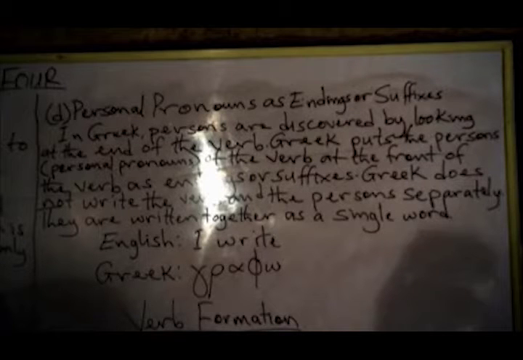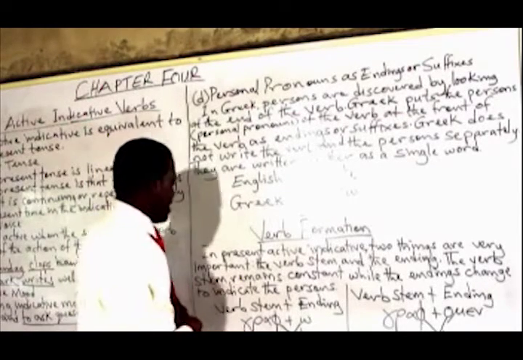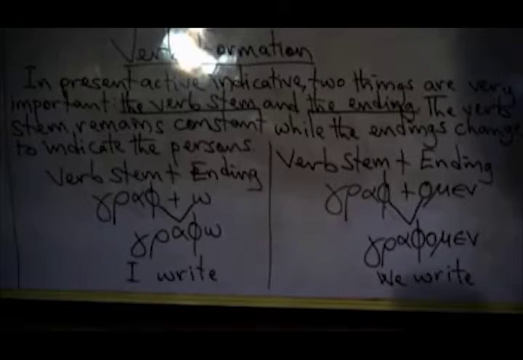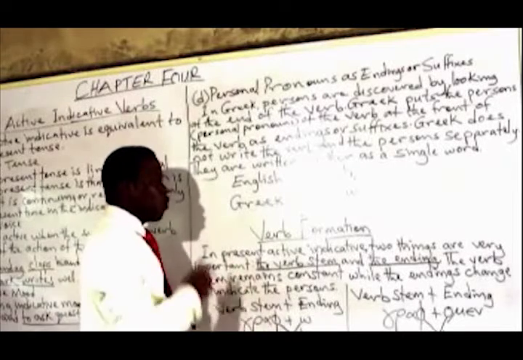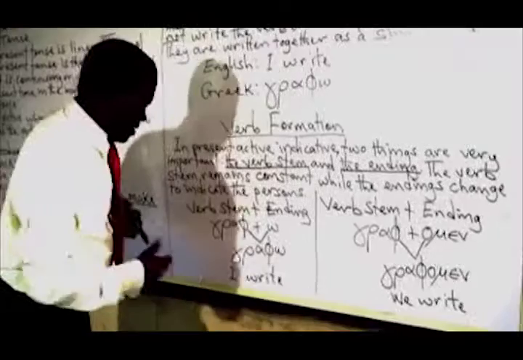Let's look at verb formation to portray this. In present active indicative, two things are very important. One, the verb stem. Two, the ending or endings. The verb stem remains constant, while the endings change to indicate the persons. The verb stem will always remain constant in the present active indicative, but the endings will always change to show the person or to show persons.